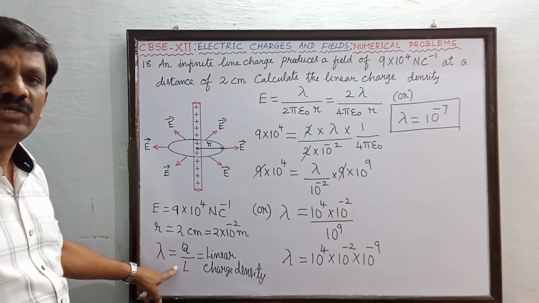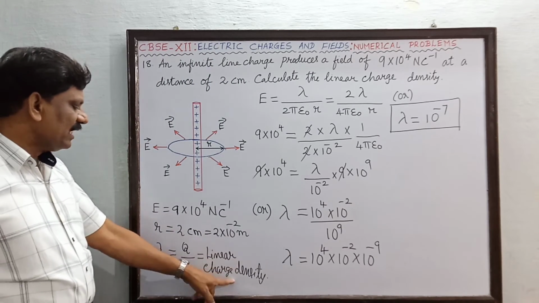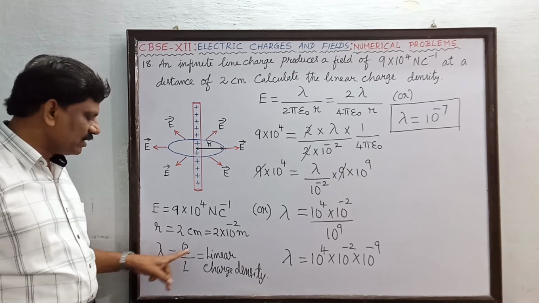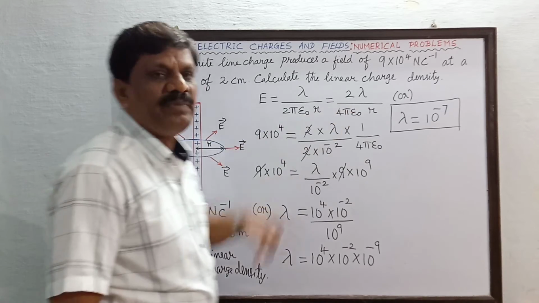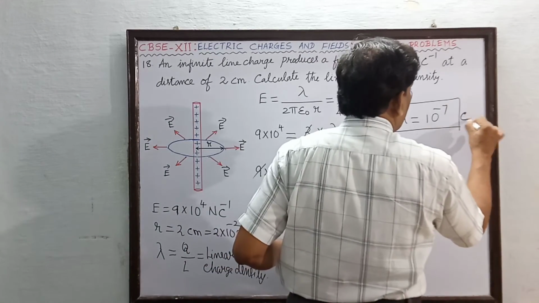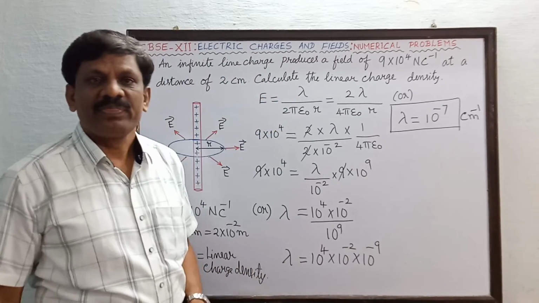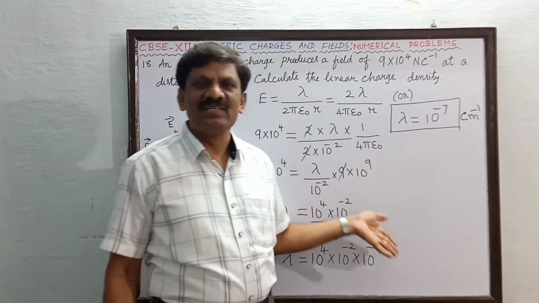But what must be its unit? The meaning of linear charge density is charge per unit length, is it not? So the unit must be Coulomb per meter. Coulomb per meter. I hope you must have understood this well. Fine.